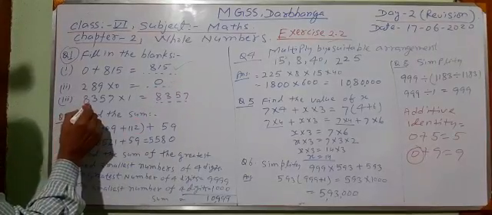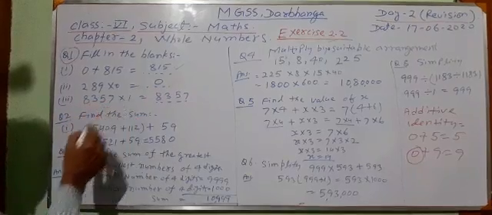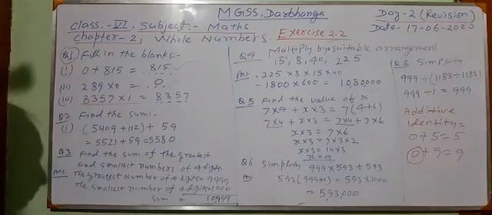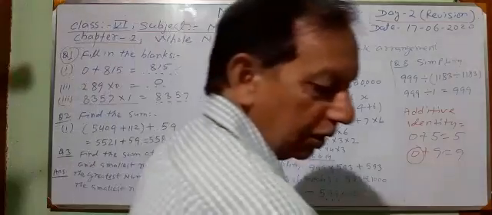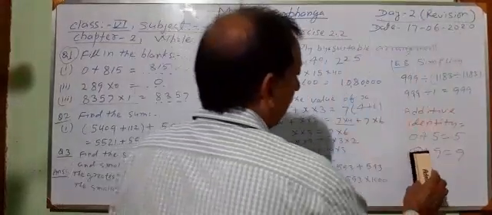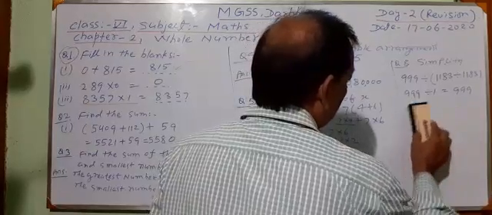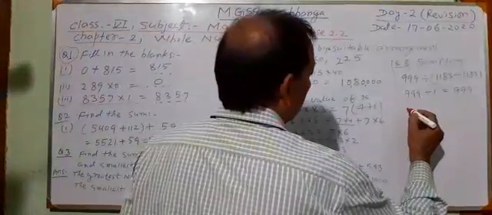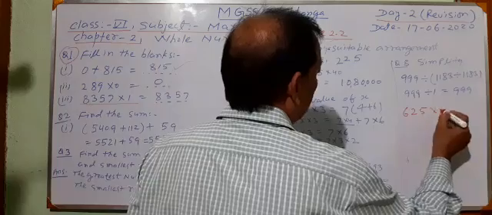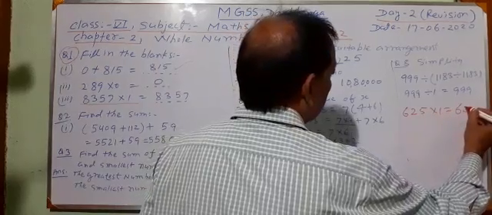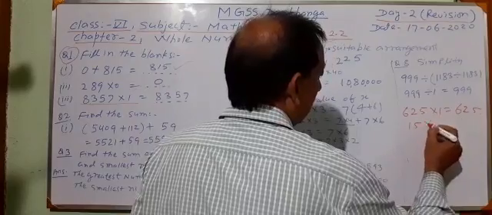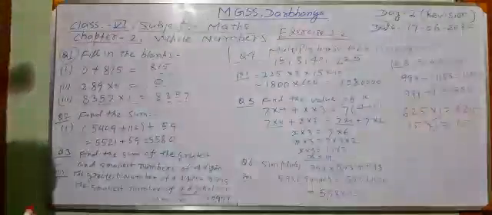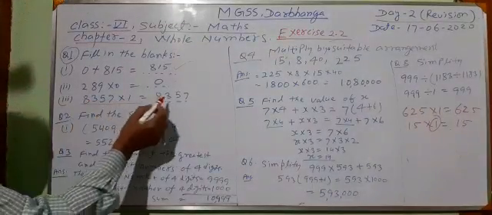Next question is 8357 multiplied by 1. Then again memorize one property, multiplicative identity. It means when any whole number or natural number is multiplied by 1, the number will remain the same. Suppose 625 multiplied by 1 is equal to 625. 15 multiplied by 1 is equal to 15. Here 1 is the multiplicative identity. By multiplying by 1, the number will remain the same.